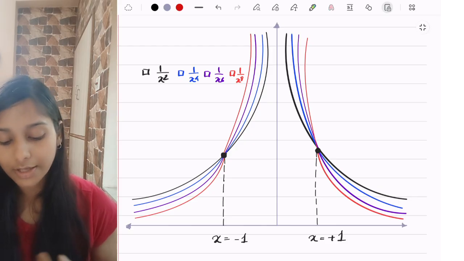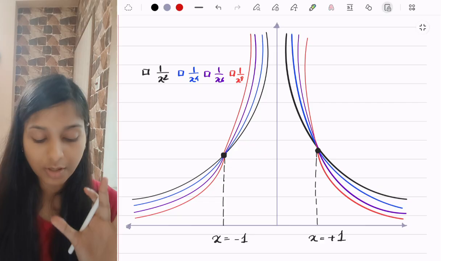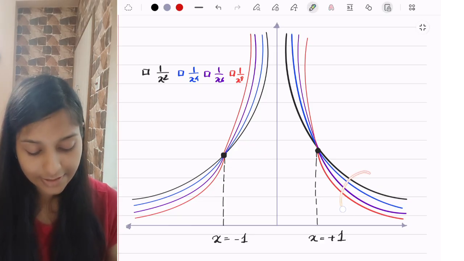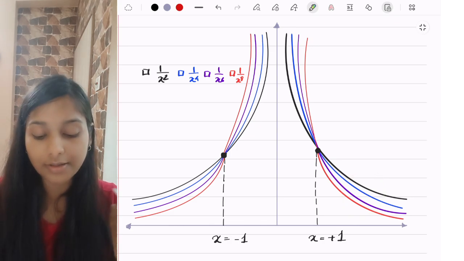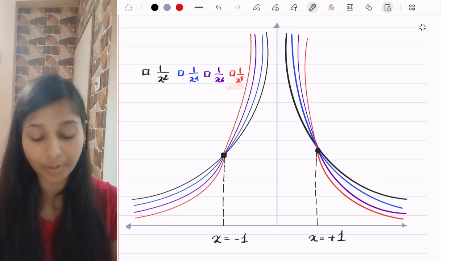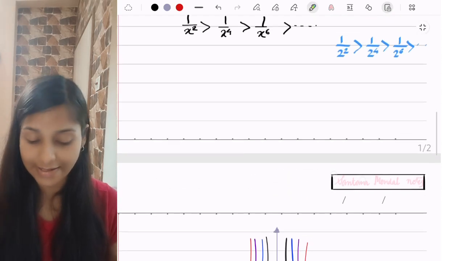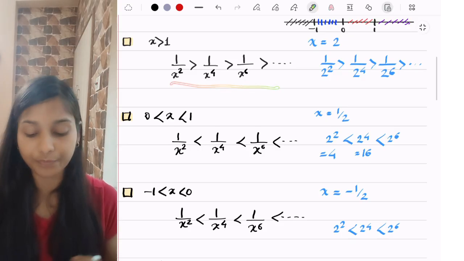So again, if we try to check with respect to those different 4 intervals, we can see that here the graph of 1 by x square is at the top and the red one, which is this one, is at the bottom. So here what happens? 1 by x square is the highest. So this one is true.